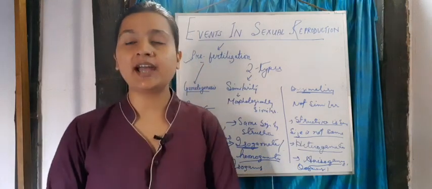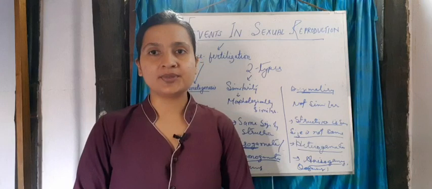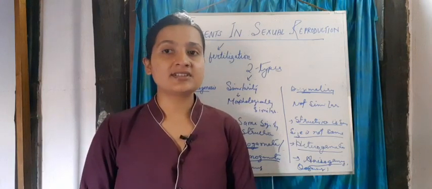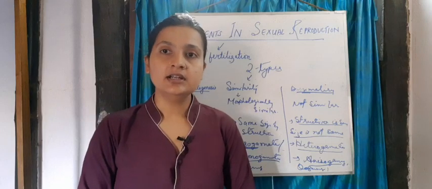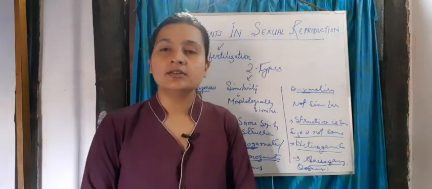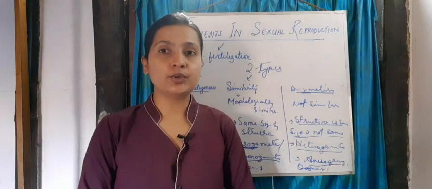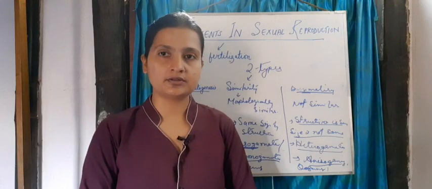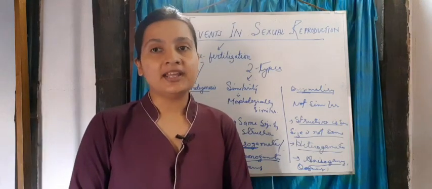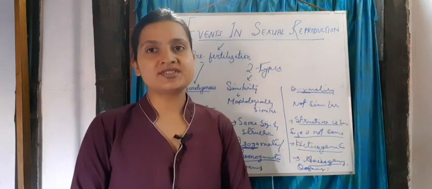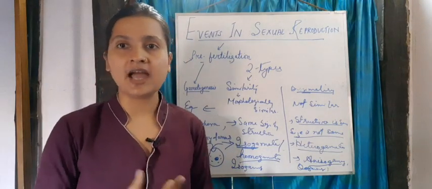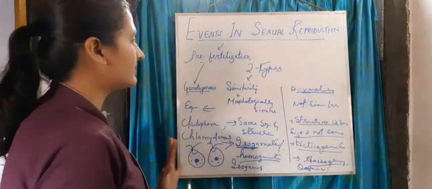In oogamy, female gametes are bigger than the male gamete, and male gametes are smaller. Why are female gametes bigger than male gametes? Because female gametes store food for the zygote. They also play a role of food storage, so they are bigger in size than the male gamete. I hope this is clear to you.